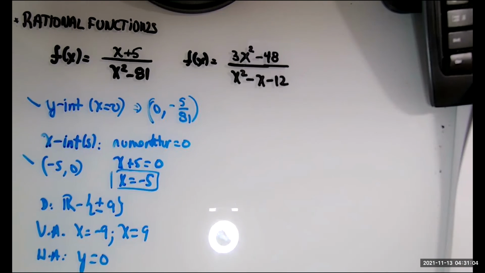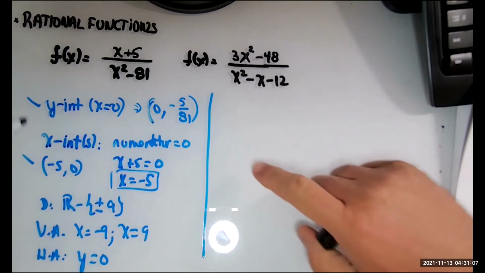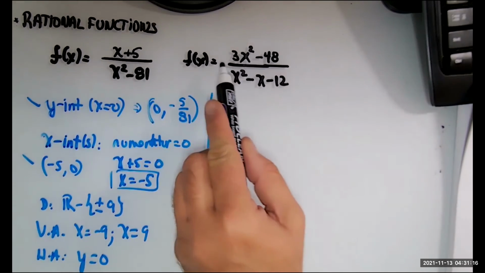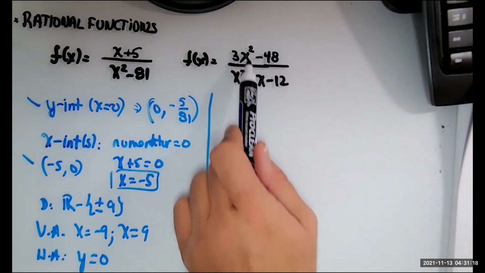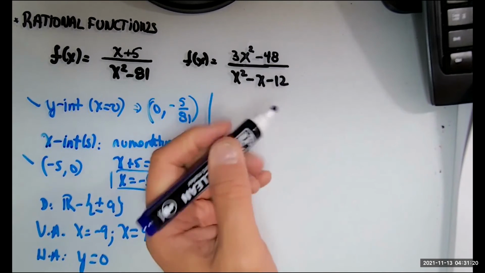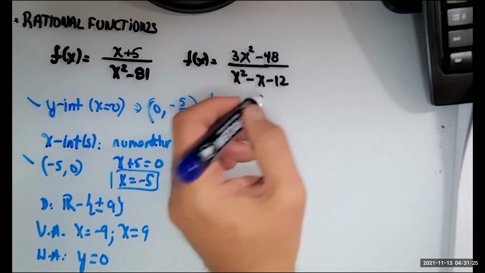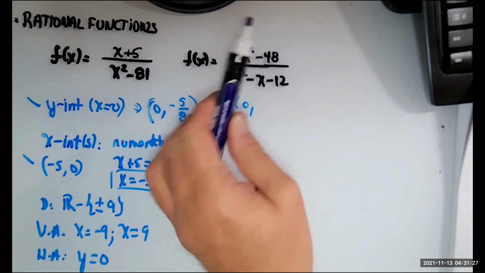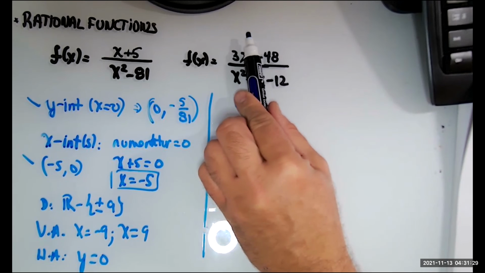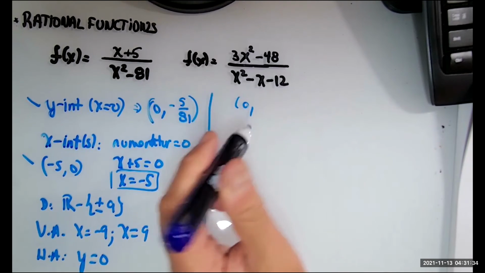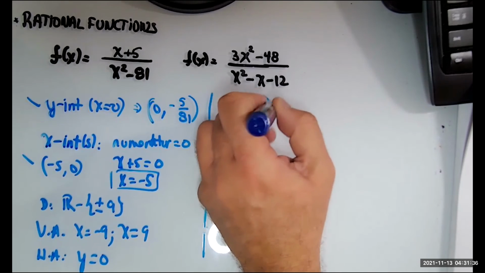So let's look at example number 2. Let's just focus on the intercepts first of all. Y-intercept: x equals 0. So when x equals 0, this will be bye-bye, this bye-bye, this bye-bye. So it would be 0, -48 over -2. Right? And we know that one will be 4. So 0, 4.